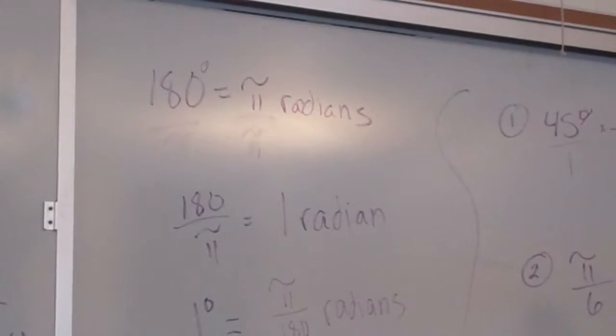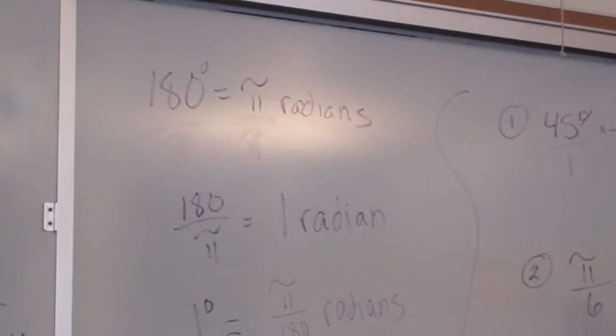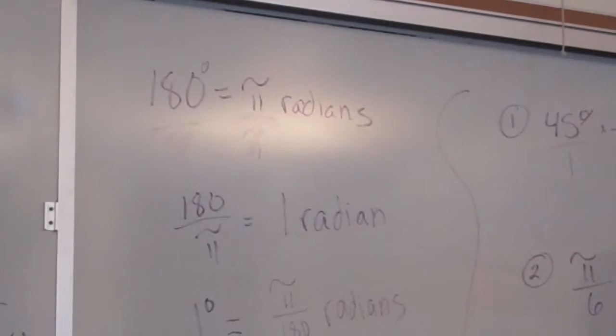So that times 180 over pi. And again, to help you remember, to convert from radians to degrees, the pi's will cancel out. So something should cancel out when you're converting these. So what that's going to give you then is 30 degrees.